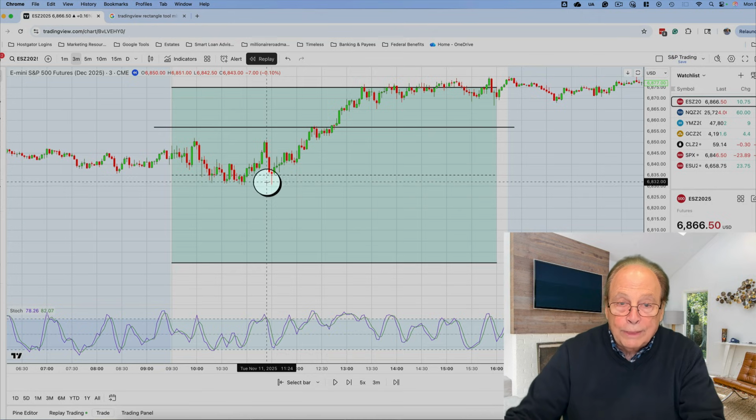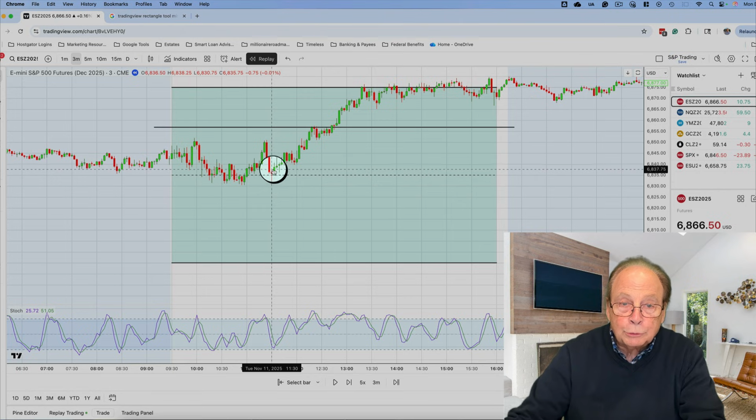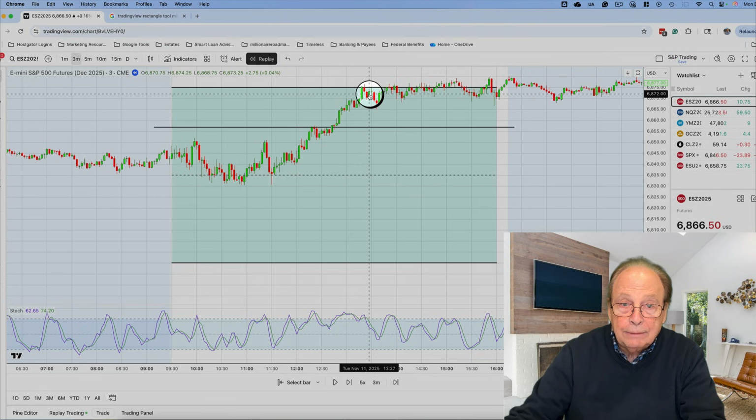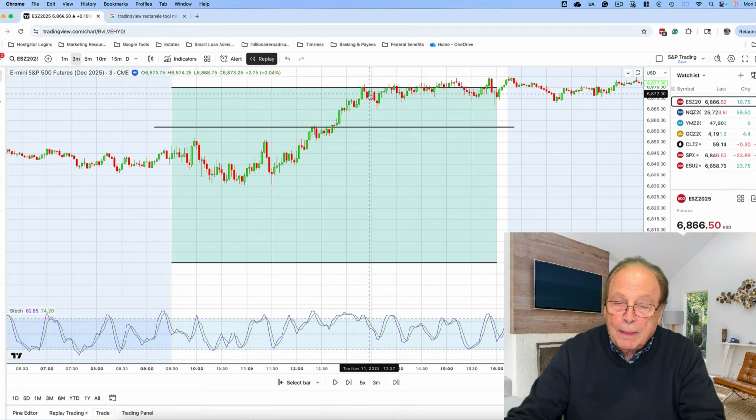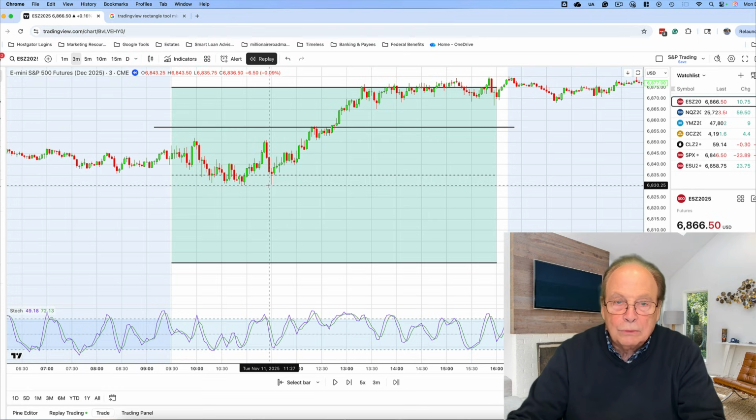So if we have the patience to wait for that hammer, we can take a trade to the upside and ride the market up for the day. Candlestick trade, beautiful trade, all right? It takes the guesswork out of trading when you know what to look for, but you have to have a lot of patience in knowing what to look for.